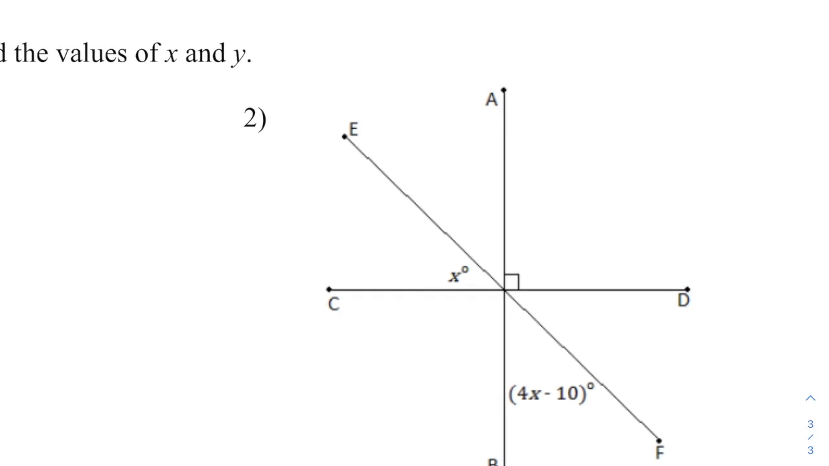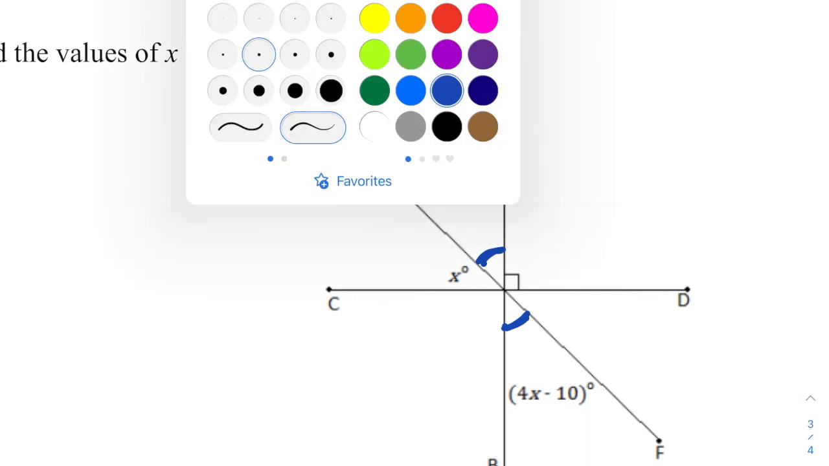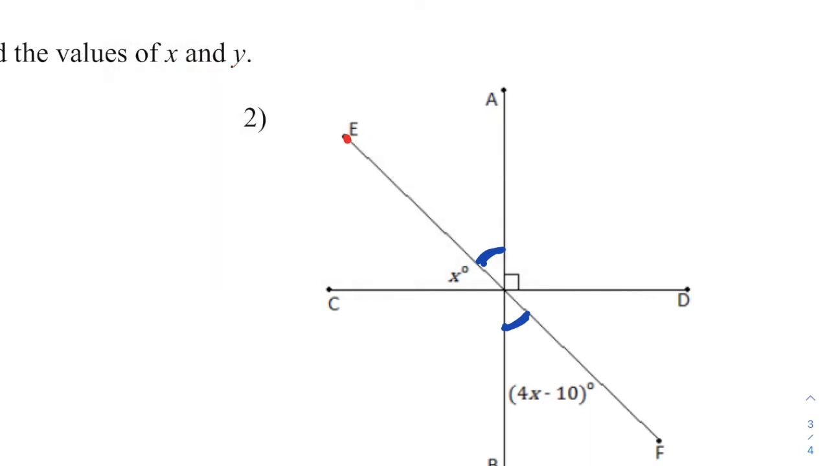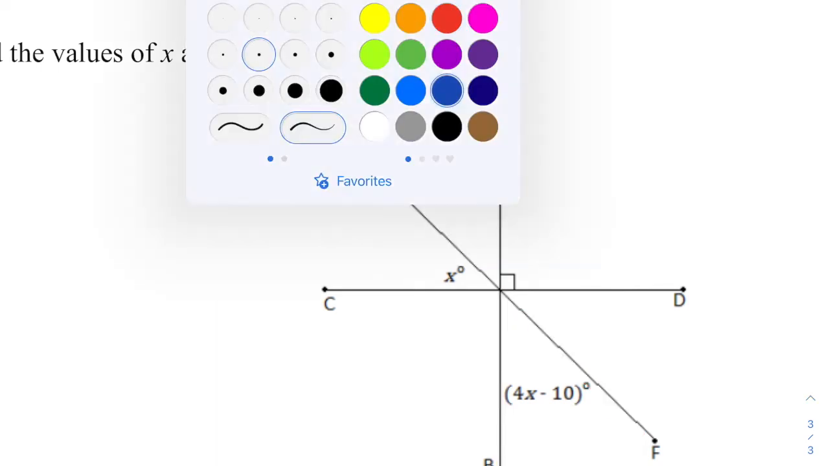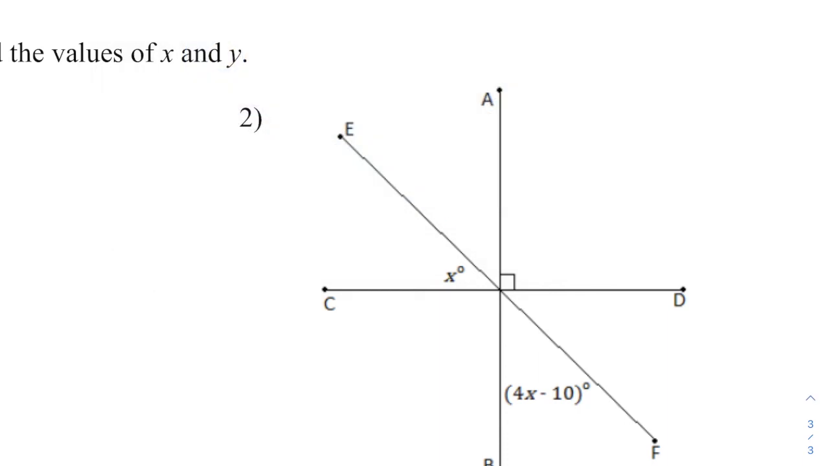So what I'm seeing first is, I'd like to see if I have any vertical angles. And to me, this angle and this angle, we have 2 intersecting lines. So these two intersecting lines mean we have vertical angles right here. I could then label this angle up here as 4x minus 10 because vertical angles are equal.